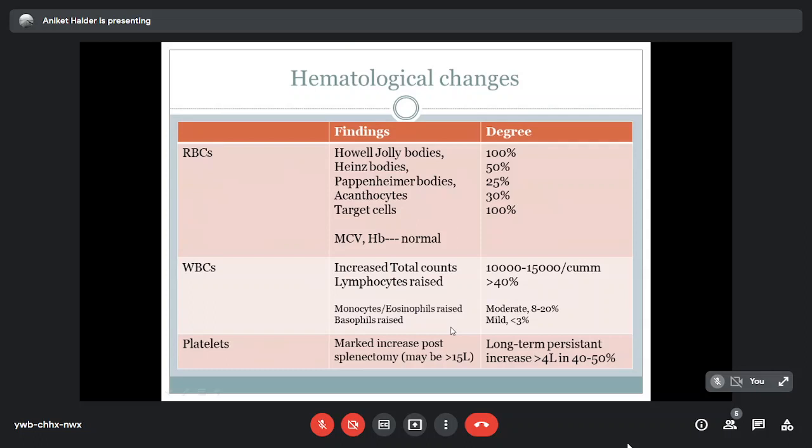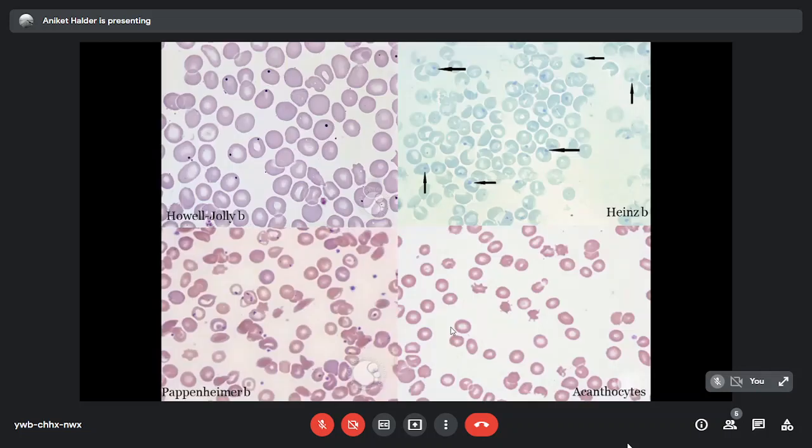Platelets: in post-splenectomy patients, the platelets may be markedly increased, more than 15 lakhs in the immediate post-operative period, for which treatment by aspirin or anticoagulants may be considered. Whereas in long-term splenectomized patients, there will be a persistent increase in platelet count, and in up to 40 to 50% of the cases, the platelet count will be persistently more than 4 lakhs. So these are the different red cell inclusions which are usually found in hyposplenism and splenectomized patients.